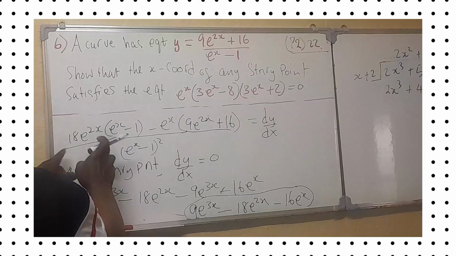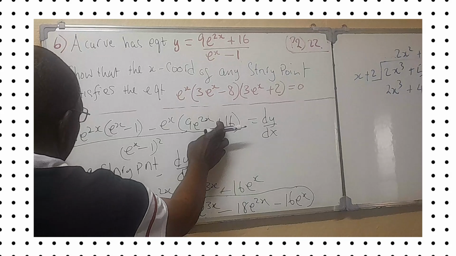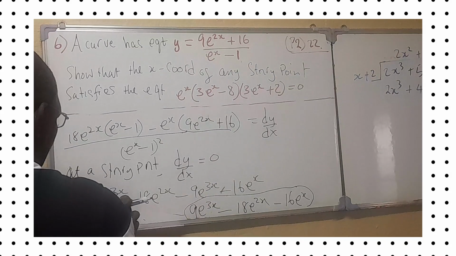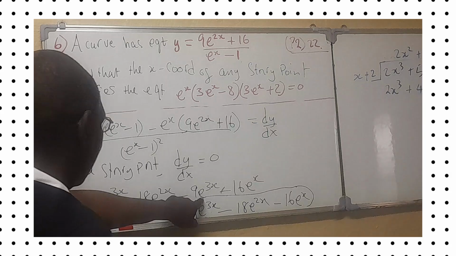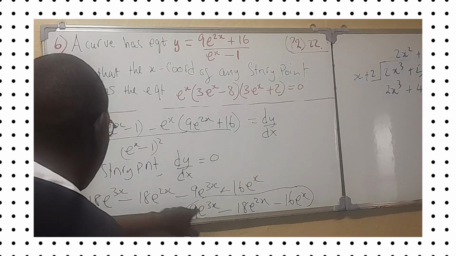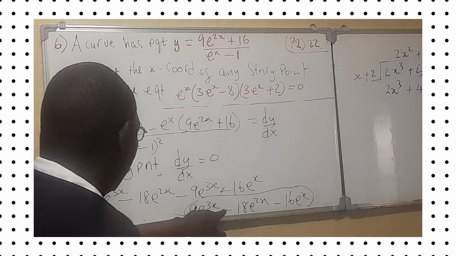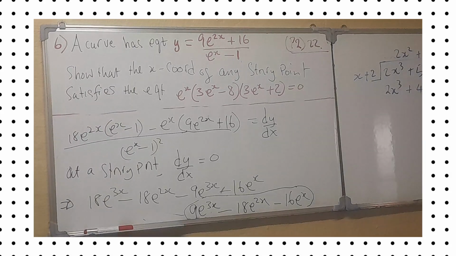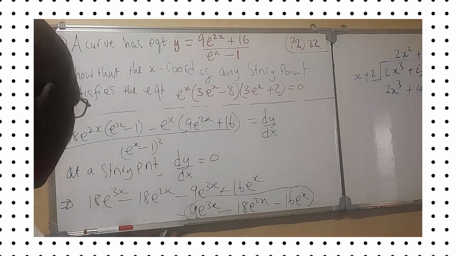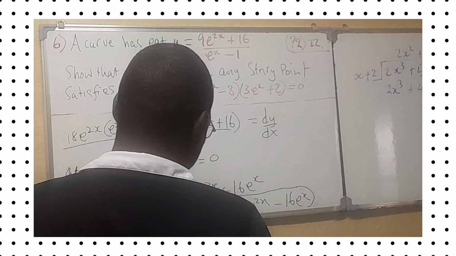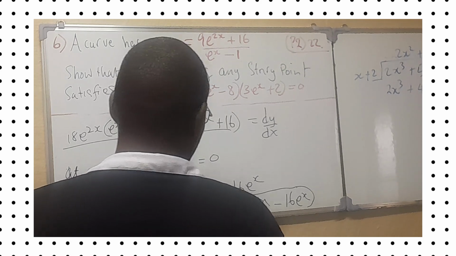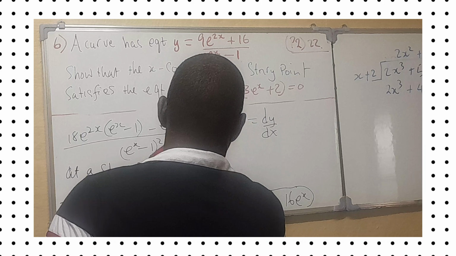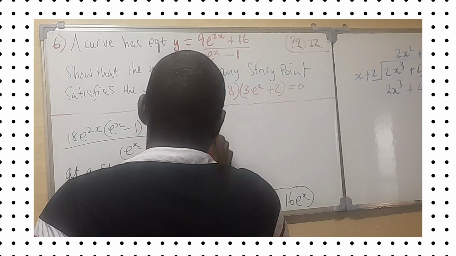We equated the top to 0, then we removed the bracket. This is what we got, and those subtract each other to give us a 9, and then we have got this one here and that one there. Once we are here, what can we do? We need to factorize. First of all, let's take the e to the power x out.